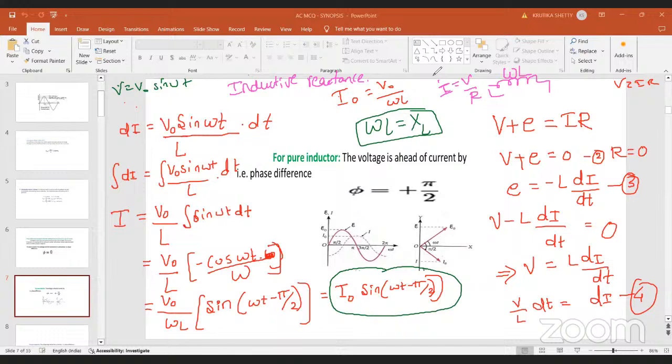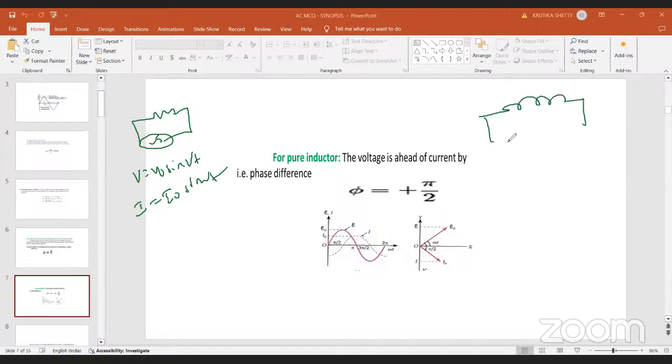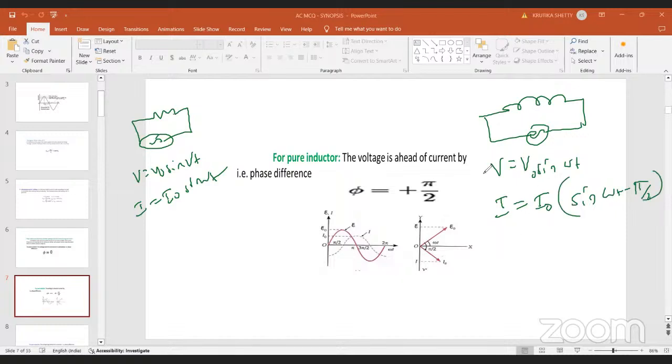So the point is, when the AC circuit was applied to only a resistor, there was no phase difference between the EMF and the current. But when you connect an inductor, removing the resistor, for the AC source, the EMF and the current equations are different. So here the current we are getting is I naught sin omega t minus pi by 2. So the conclusion is that the voltage is ahead of the current by the phase difference of pi by 2.